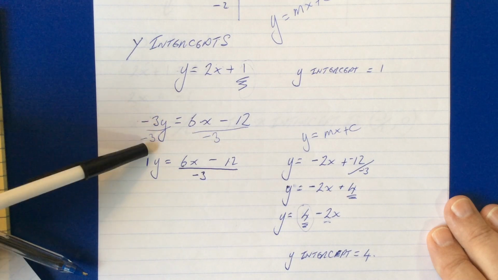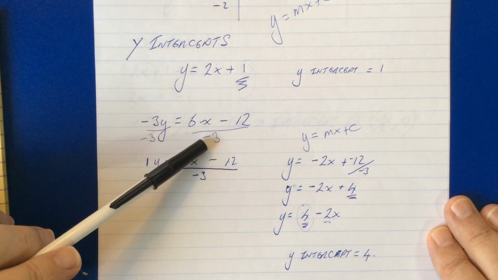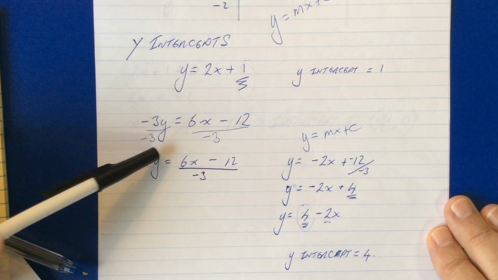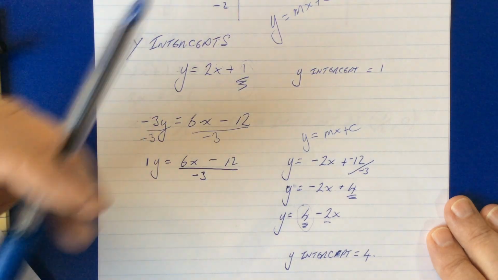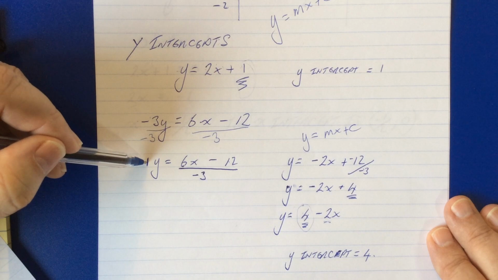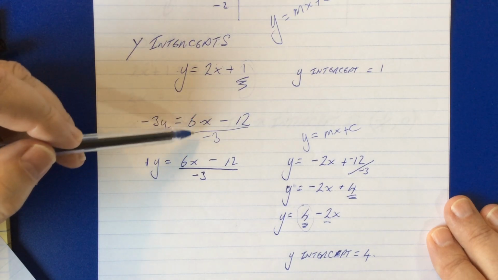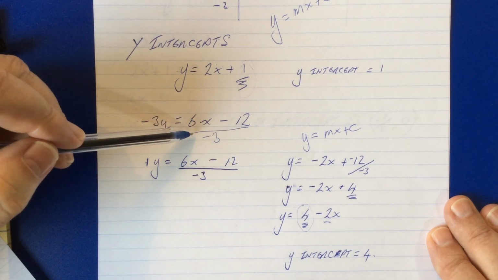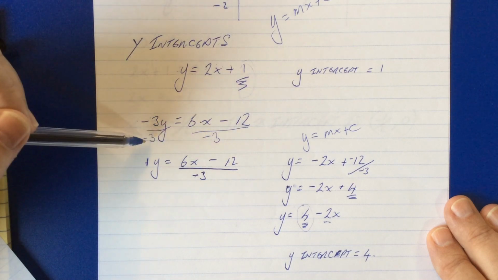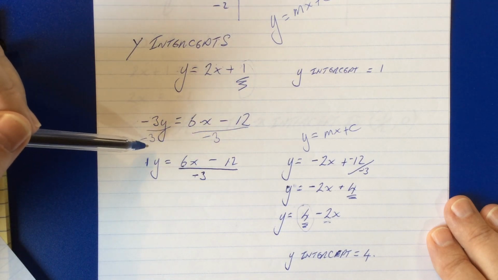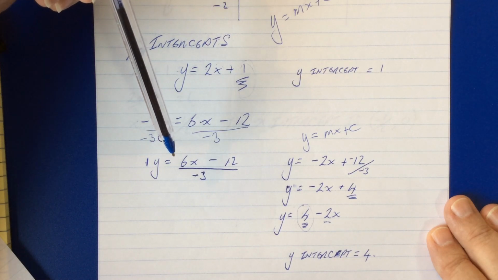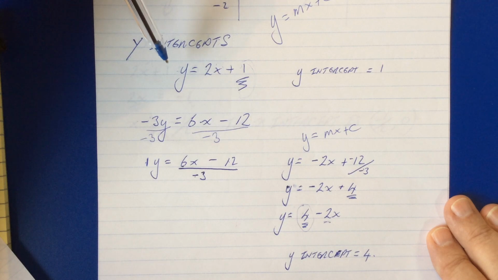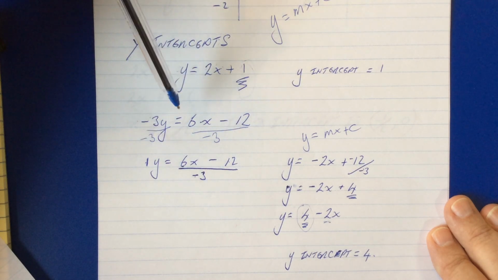We divide each side by -3, and what that does is it gets rid of the -3 here. So negative 3 divided by negative 3 is 1. And we divide the right-hand side by -3. So that, I hope, is fairly clear. If it's not, have a look at my video on rearranging linear equations, where you'll see examples like this worked out.